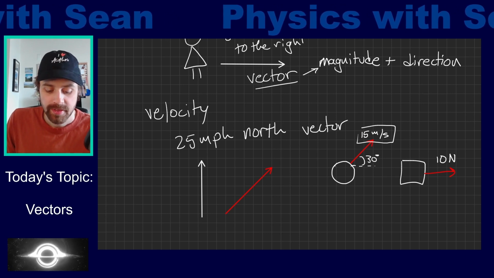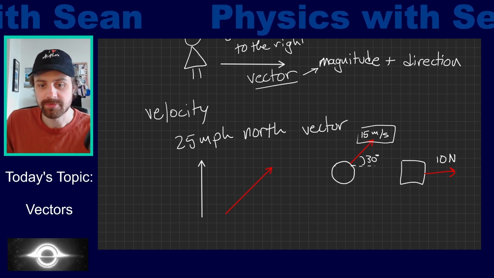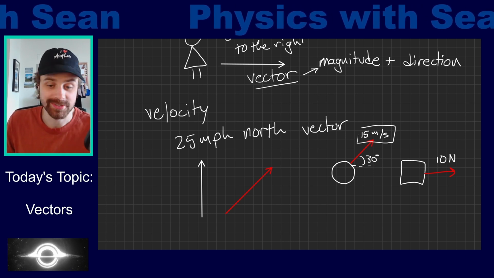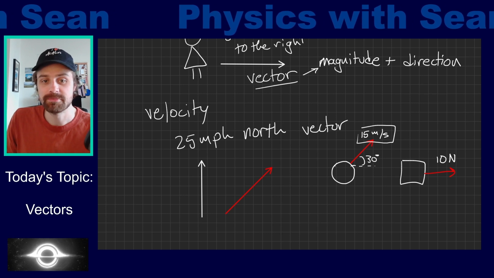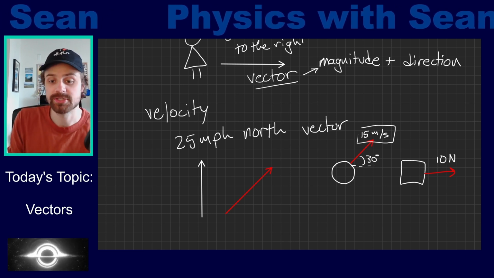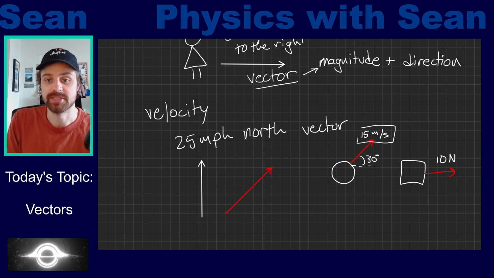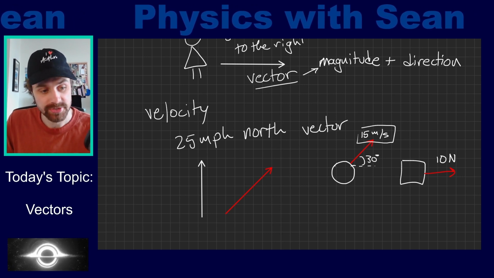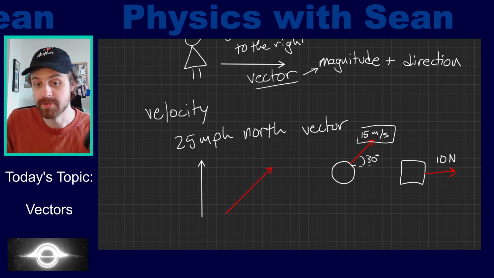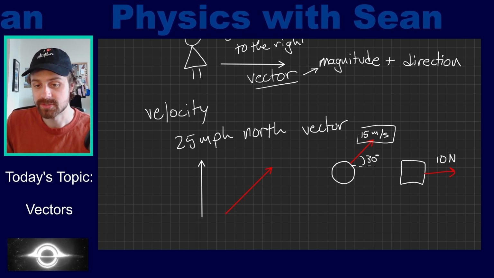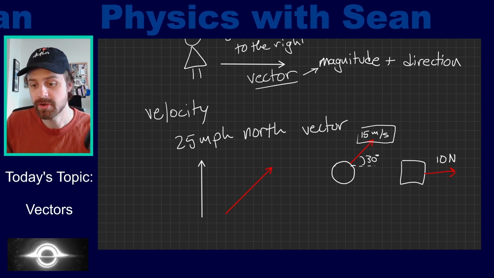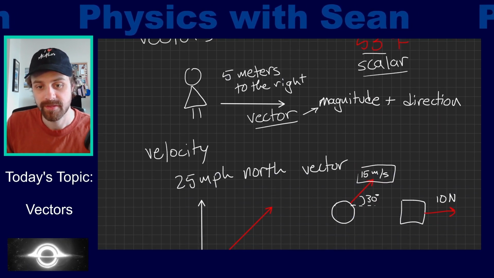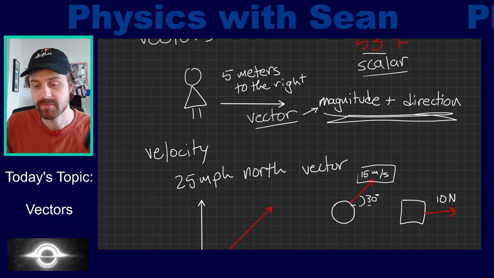And so, like I said, vectors are super important for all levels of physics, introductory up through graduate level. They just get a little bit more complex in how they're applied, but they're super important in describing how objects interact with each other. And so it's really important to understand these as a foundational piece that you can build off of. So just remember, two components to a vector: magnitude and direction.